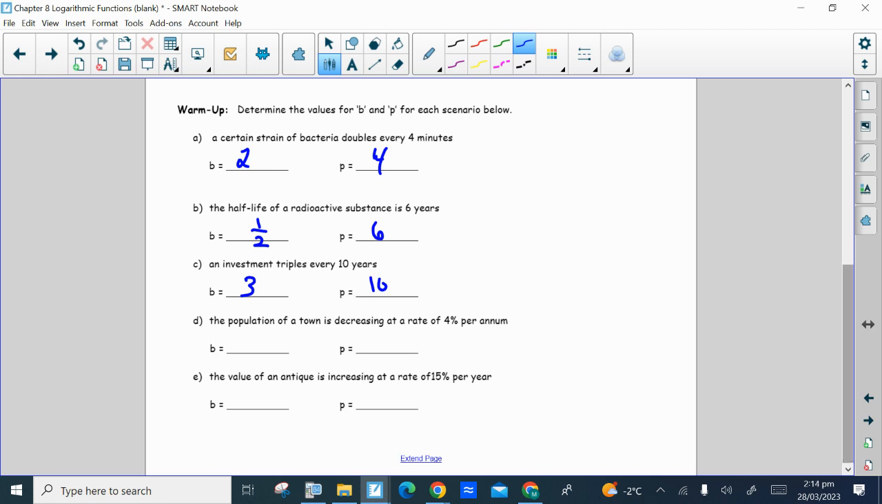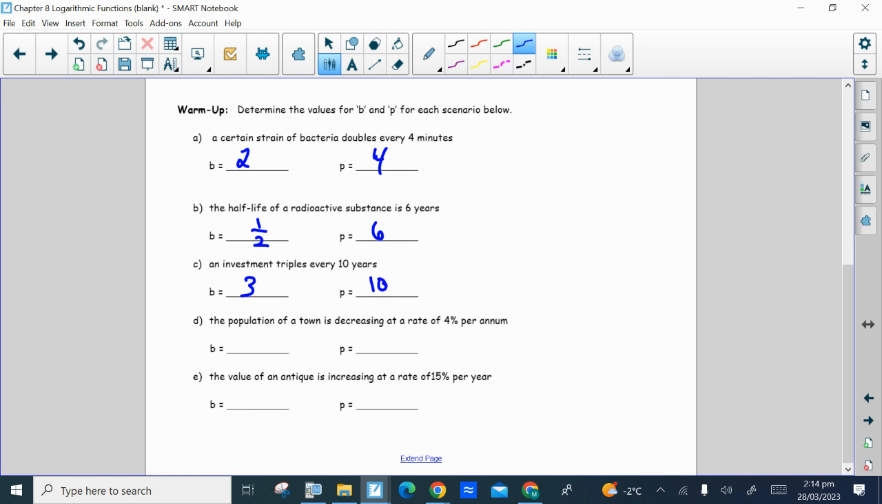And remember that T and P have to be in the same unit. So if P is in years, then T would have to be in years as well. T in this case would be, if you're going to figure out what the investment will be worth, let's say after 50 years, then T, the time, that's where the 50 comes in. But it triples every 10 years, so the growth period is 10 years.